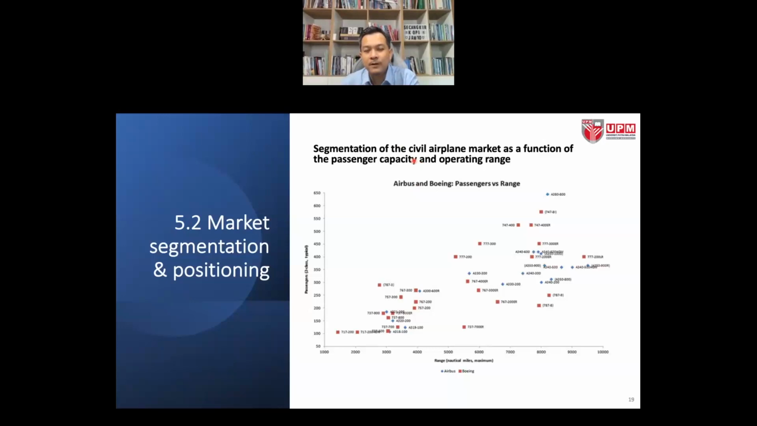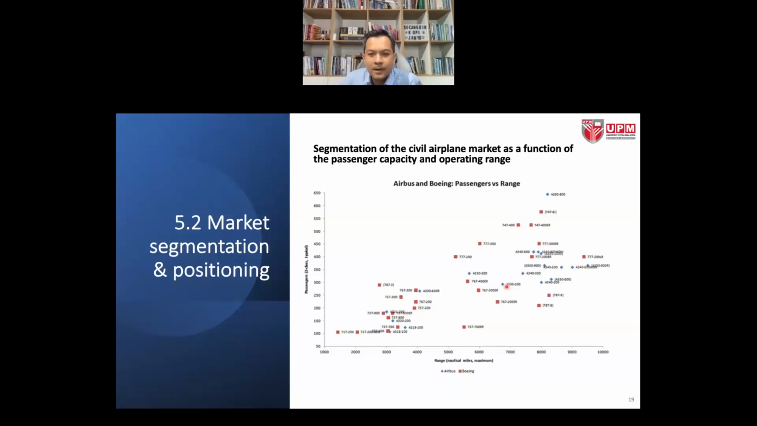Okay. So if we look at a real example, a segmentation example for the bottom up. Basically, this is an example of the civil airplane market as a function of passenger capacity and operating range. We have a plot of the number of passengers, in terms of the number of people, compared to the range, the maximum nautical miles that is allowable for the type of aircraft. So if we talk about small aircraft having 100 passengers up to the maximum 650 passengers for the Airbus A380-800.